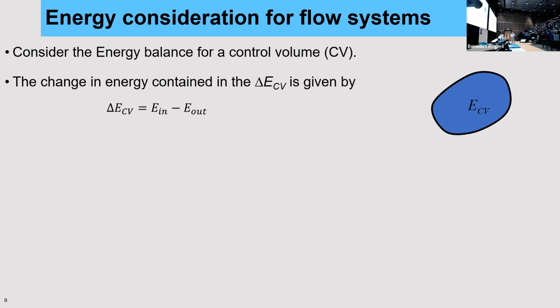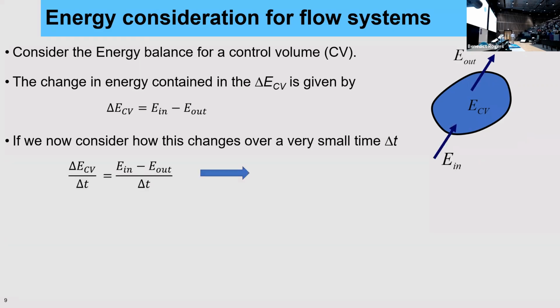So the change in energy contained in that control volume is given by the difference between the energy in and the energy out, right? So delta ECV is equal to the energy in minus the energy out. So there's my energy in and there's my energy out of my control volume in the top right. Now, if we consider how this changes over a very small time, delta t, and then we take the limit of delta t as it goes to 0, we get our derivative.